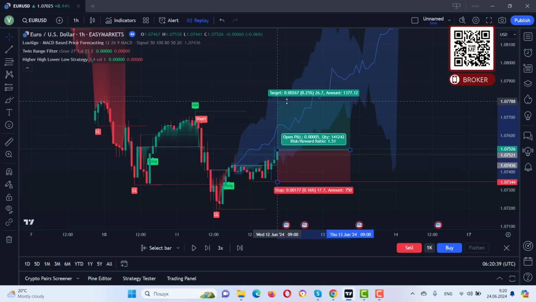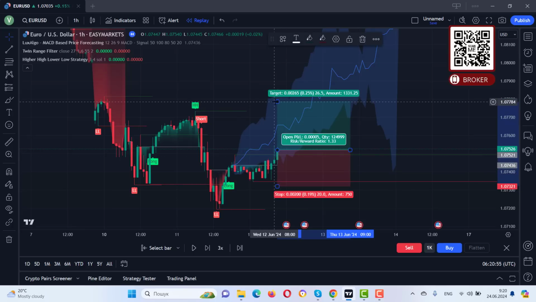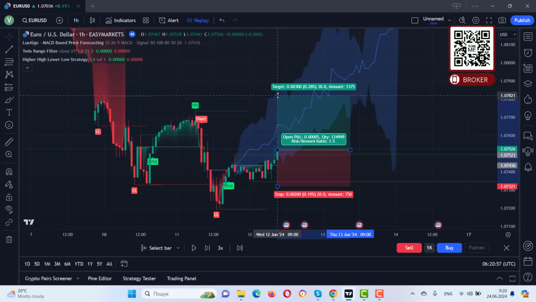Take profit at the same level, with a ratio of 1.5. And the stop loss can be positioned at the level of the previous low or even slightly below it. Let's elevate it slightly like so.